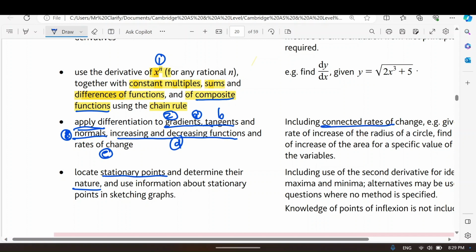So this connected rate of change, that's what we're saying. You'll be using the chain rule. We'll see it just now, and we'll be done.